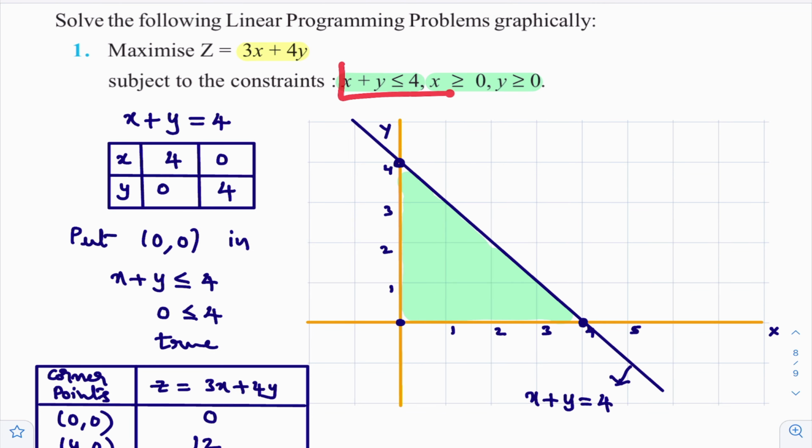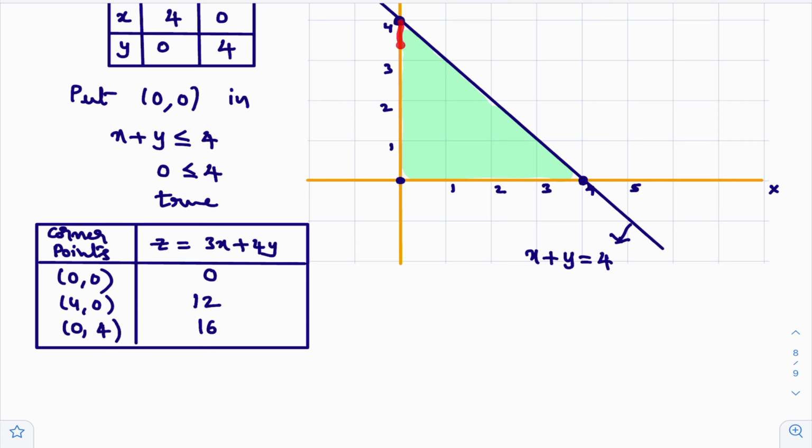Step 1 is graphing the inequality. Step 2 is identifying the corner points and substituting in the objective function. Now step 3: as the feasible region is a bounded feasible region, you observe what they are asking in the question. They are asking to maximize the objective function. In these 3 values, which one is the maximum value? 16 is the maximum value, correct? 16 is the maximum value. That means this objective function is maximum at this point, 0, 4.